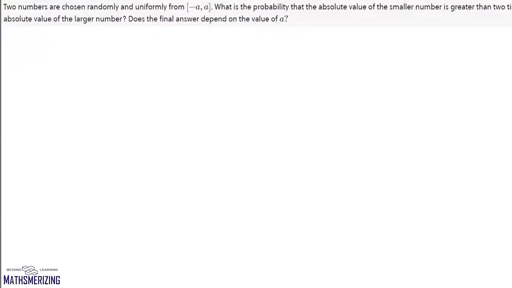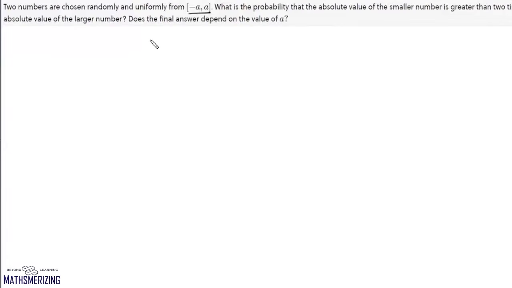Now here the question is, two numbers are chosen randomly and uniformly from minus a to plus a. What is the probability that the absolute value of the smaller number is greater than 2 times the absolute value of the larger number? And does this final answer depend on the value of a?